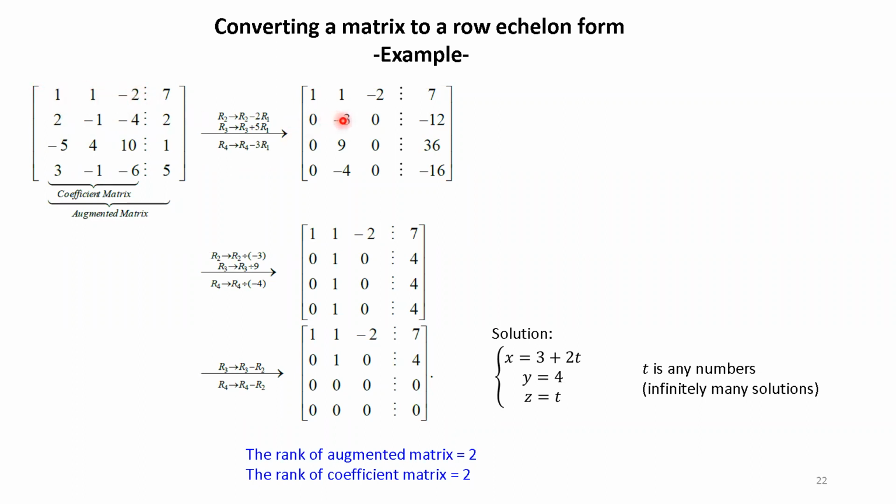Then you get this 0, -3, 0, and -12. And then the third row, okay, you take the third row and then plus 5 times the first row. Okay, then you get to this.